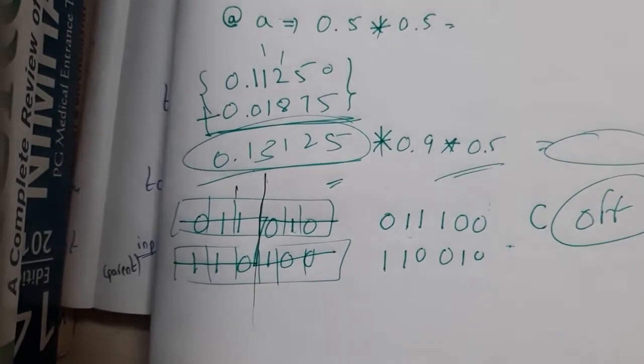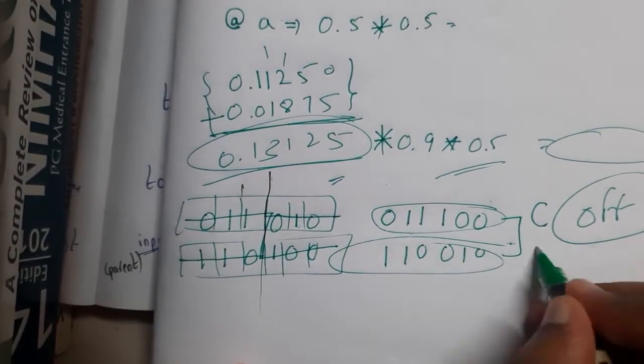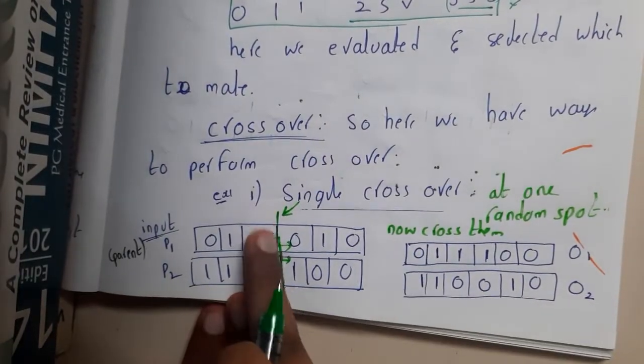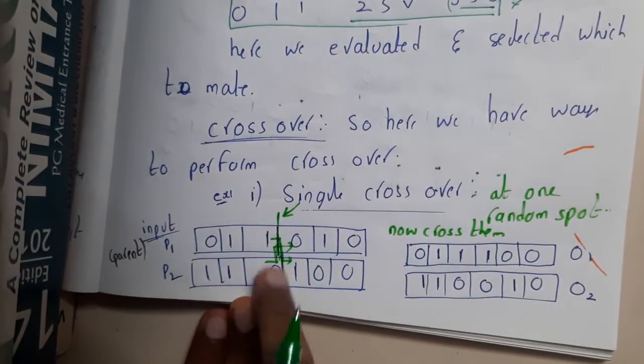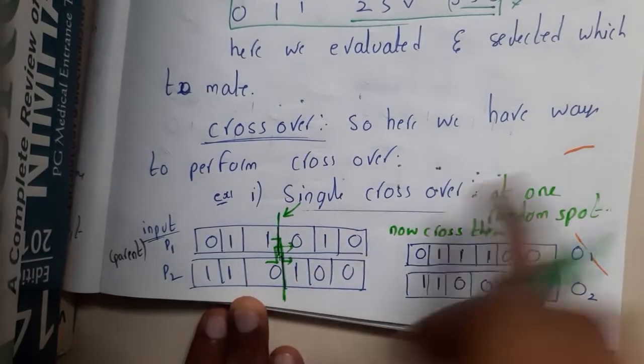Please remember the term offspring. Yes, so these are your new offsprings. Among these two, the best one you will select, and you will continue. If you are drawing a single line and mating them, that is nothing but single crossing. Here I am taking this as one pair and this as one pair.